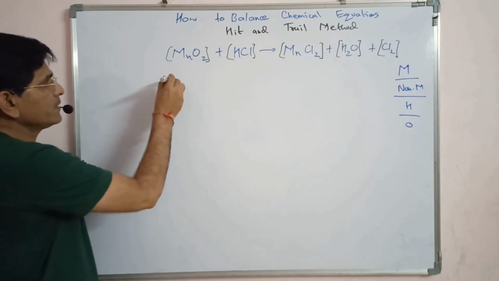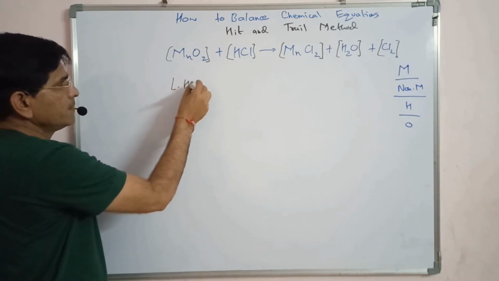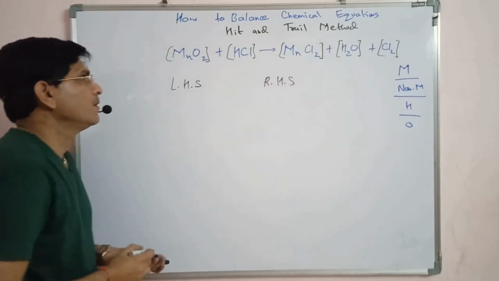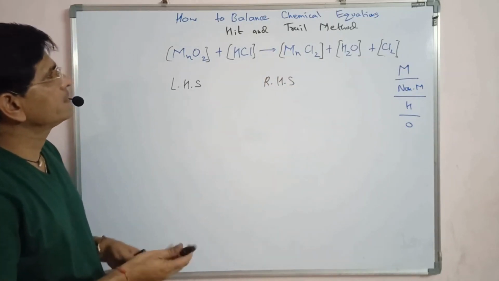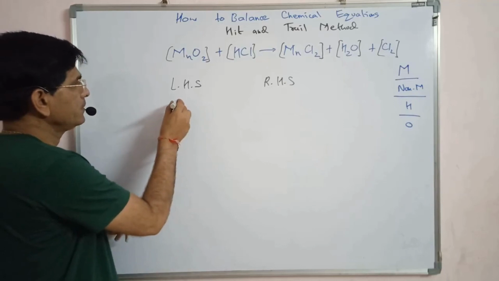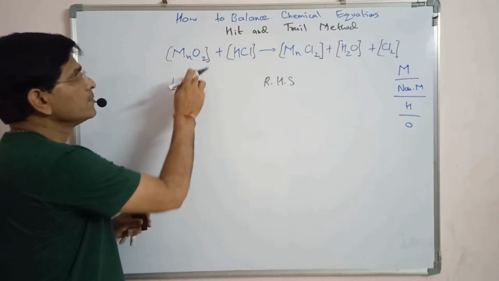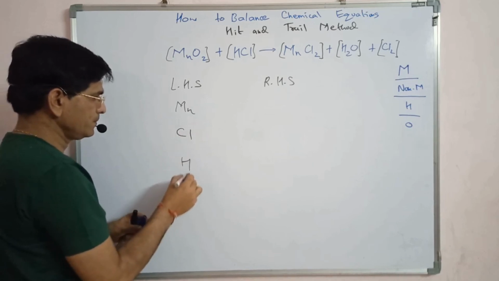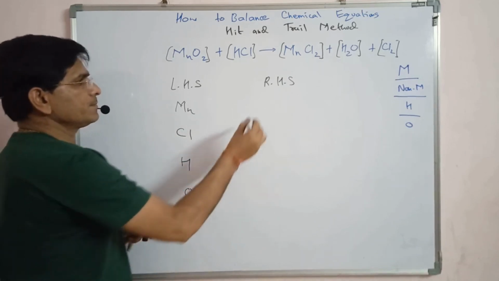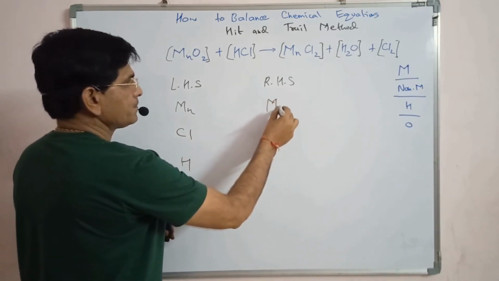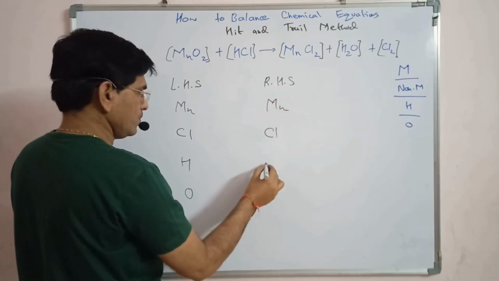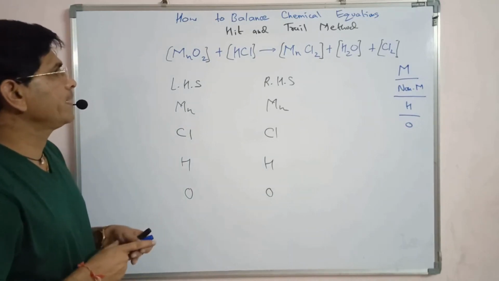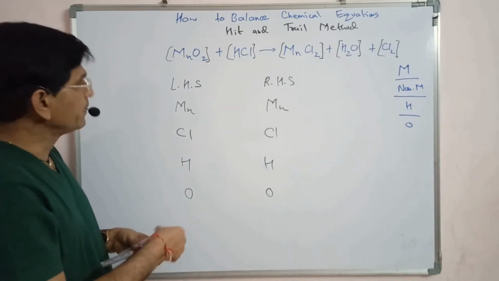Now left hand side and right hand side. From the left hand side we have to identify the elements: Mn, chlorine, hydrogen and oxygen. Mn, chlorine, hydrogen, oxygen. Now find out the number of elements.